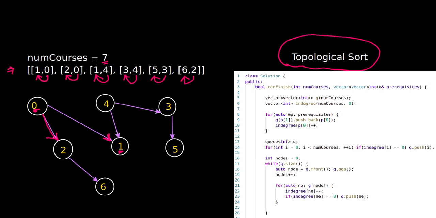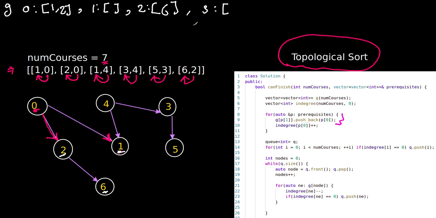So this is the shape of the graph, and the representation as an adjacency list here will be G. 0 has neighbors 1 and 2. 1 has no neighbors. 2 has 6. 3 is connected to 5. 4 is connected to 3 and 1. 5 is not connected to any nodes. 6 is empty.